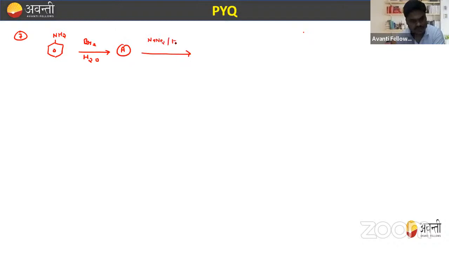Now the next question is, when aniline is treated, this is aniline, NH2, right? So when they are treated with Br2, H2O, they will form A. Now again, this A is treated with NaNO2, HCl first, and in second, H3PO2. They will form B. You have to identify this B product, right? So let's see how the product B is obtained.